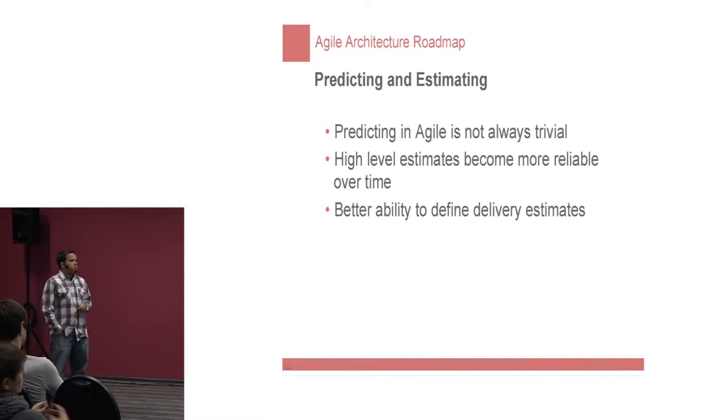So we're doing a lot of high level estimates of points, even at the epic level. With that, I can really have an idea that if I'm doing 20 points per release, how long it's going to take to get to position X of my priority list.